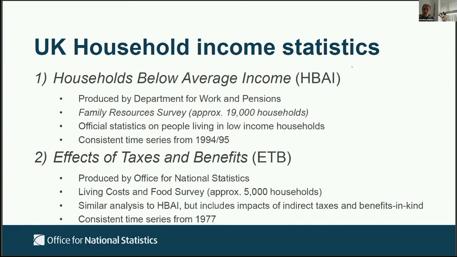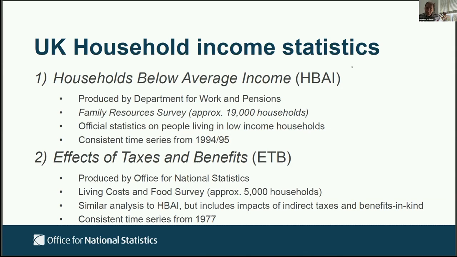So before I go into the nitty-gritty of all of this, I'm just going to briefly set the scene in terms of the statistical landscape for household income stats. There are 2 primary sources. There's the Households Below Average Income series, produced by the Department for Work and Pensions and based off the Family Resources Survey, which is a survey of approximately 19,000 households. This data set provides the official stats on people living in low income households, or in other words, the official stats on poverty in the UK. And it provides a consistent time series from financial year 94-95.